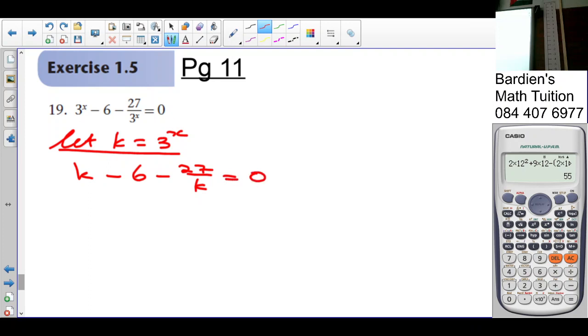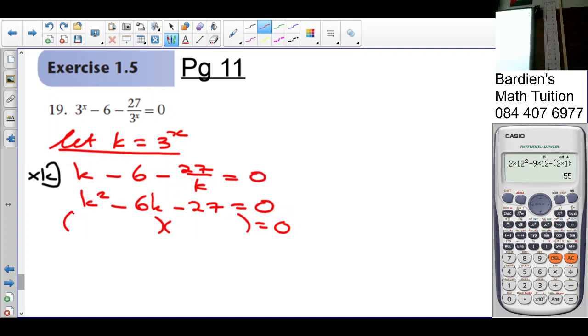So what's your LCM here? k. So I will multiply throughout by k. That's going to give us k squared minus 6k minus 27 is equal to 0. Again a trinomial. That's going to give us k and k. 27 is going to be 9 and 3.